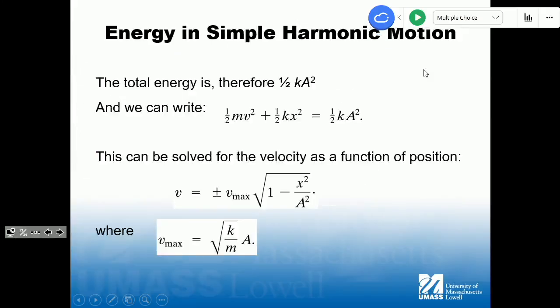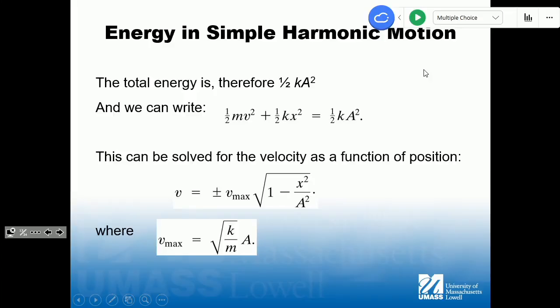Okay, so we can't talk about a specific v, since v for this object is constantly changing. I can't talk about v as just one number. It's a range of numbers. It goes from 0 at the ends to its maximum in the middle. So we can talk about v max.